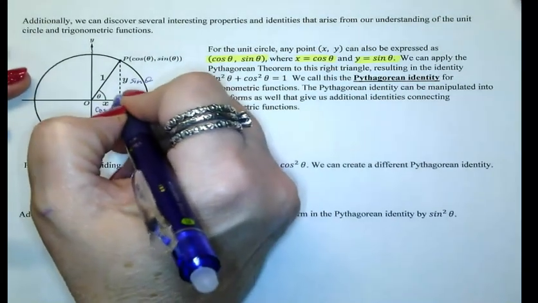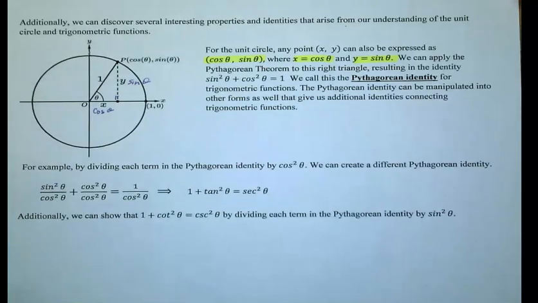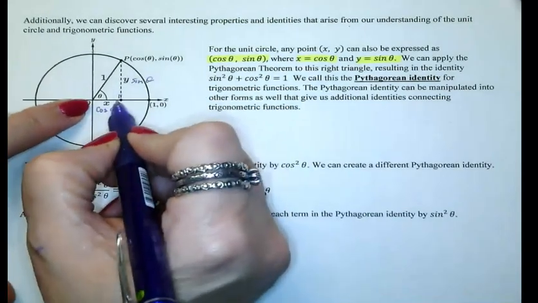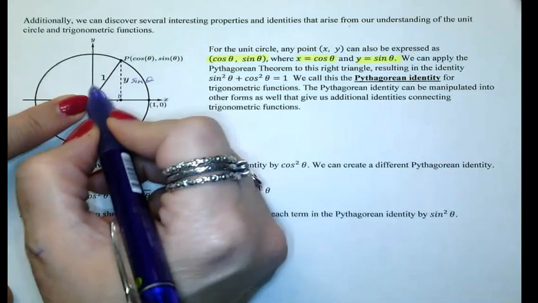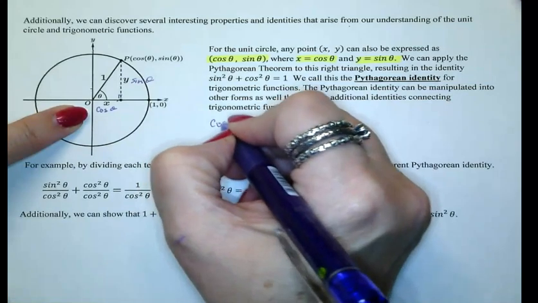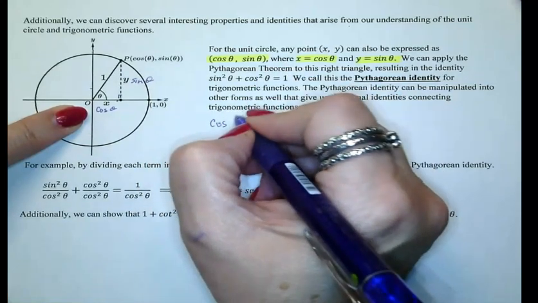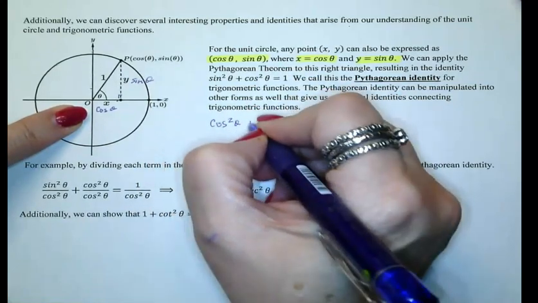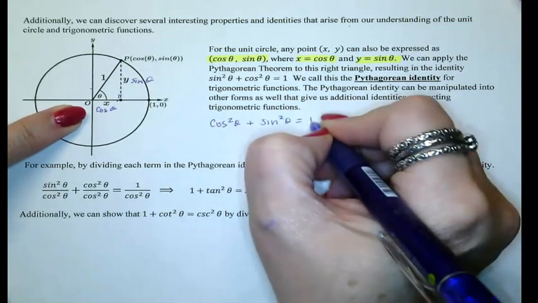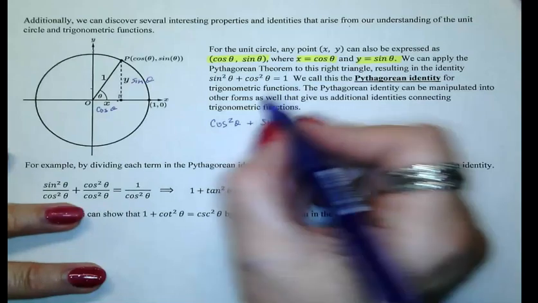And if it's a right triangle, then we can use the Pythagorean theorem to create the Pythagorean identity. All we would have to do is take this leg squared plus this leg squared, and it has to equal that squared. So the cosine squared plus the sine squared equals 1. And that's our first identity.